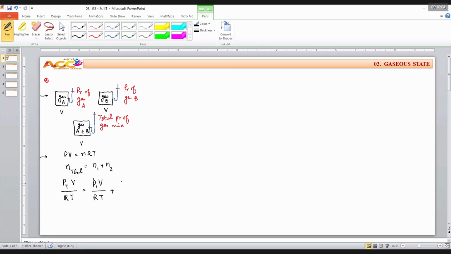Plus N2. What is N2? Nothing, sir. Partial pressure of second gas, RT. Okay, nice. You are saying volume is constant. Cut it. You are saying temperature is constant. Cut it. This implies what we got. A very simple conclusion, sir. This means to say total pressure of gaseous mixture is equal to sum of partial pressures. Partial pressure, small p, right?